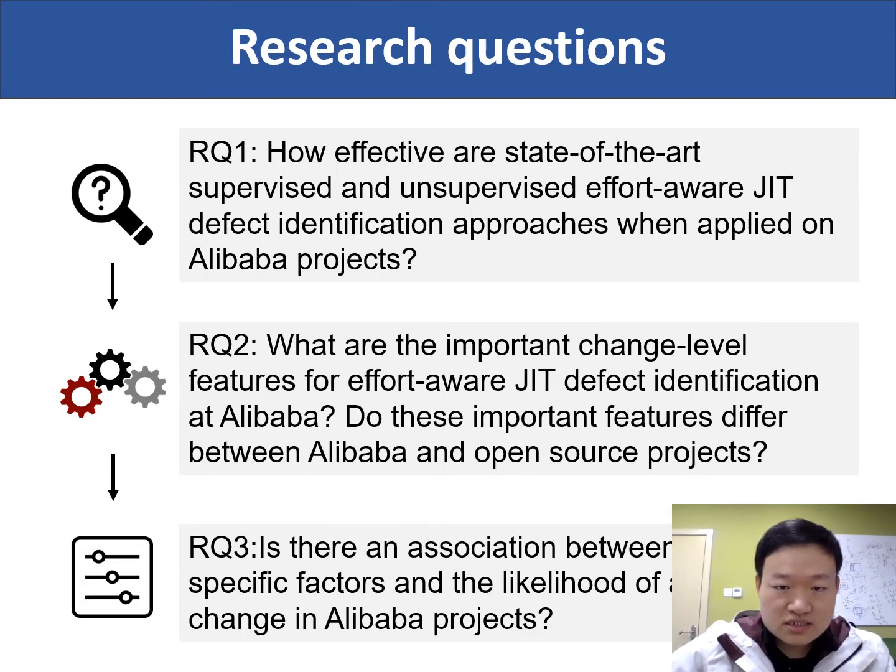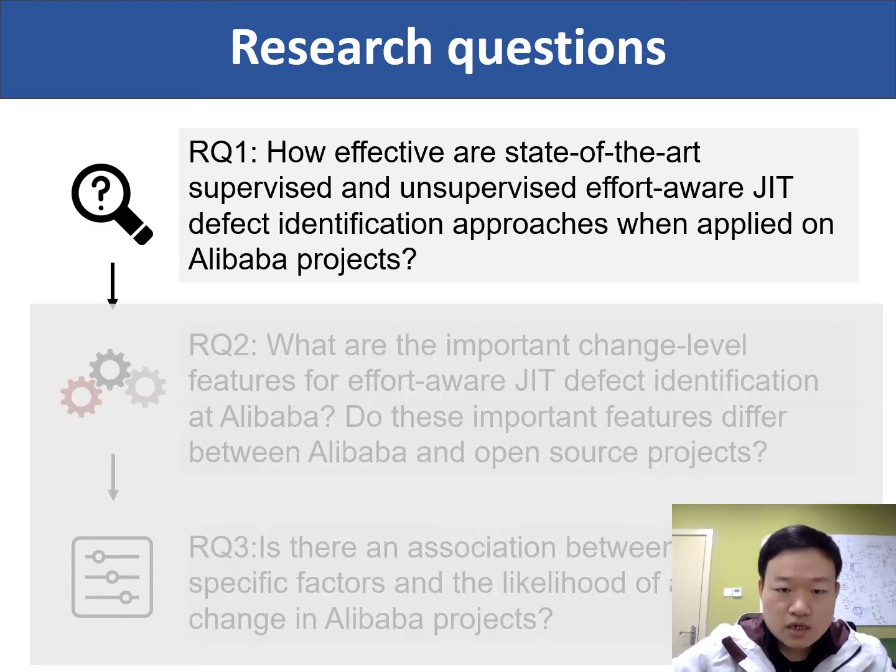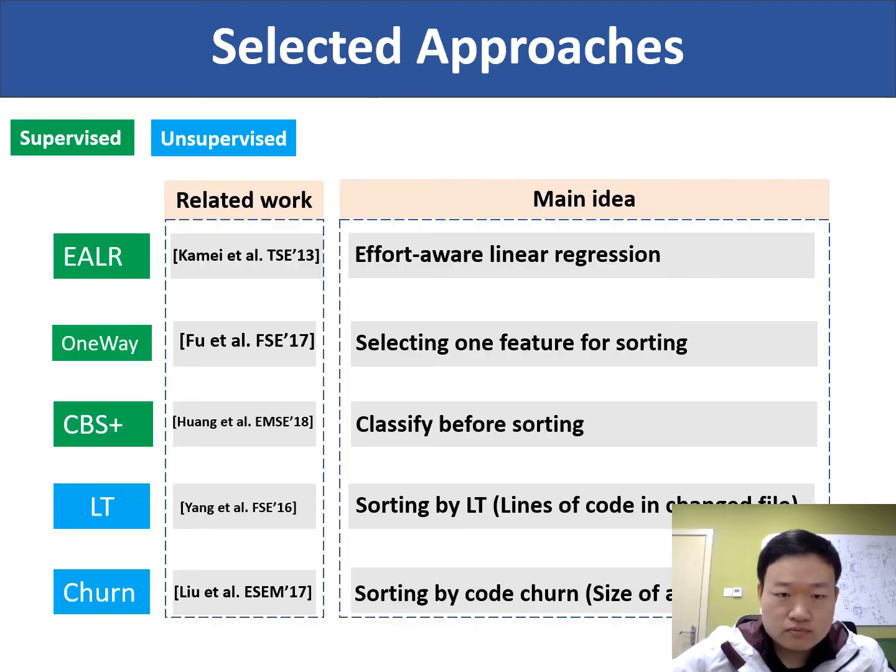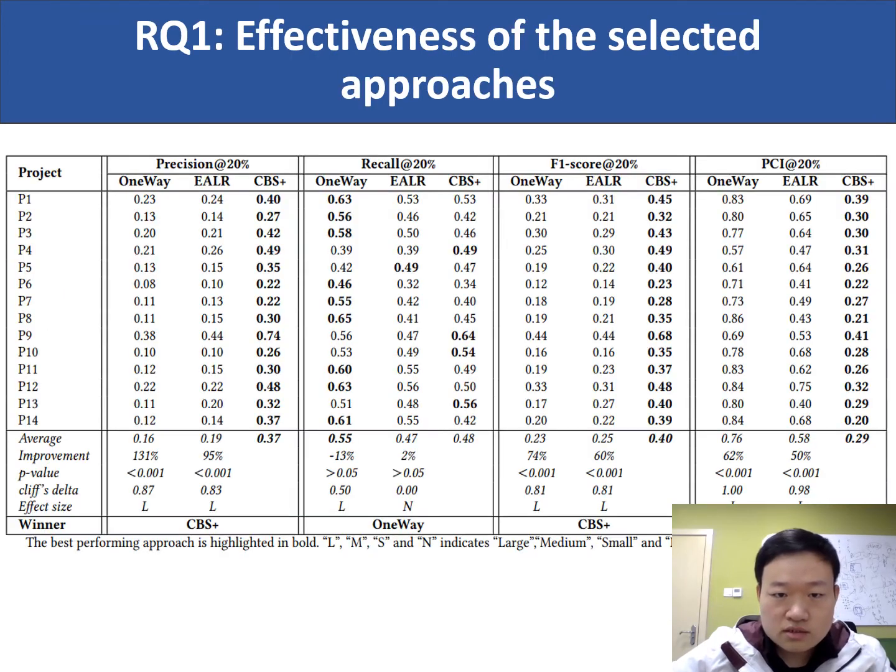Our experiment is designed to answer these three research questions. RQ1: how effective are state-of-the-art supervised and unsupervised effort-aware JIT defect identification approaches when applied on Alibaba projects? For answering RQ1, we implemented these 5 state-of-the-art approaches on Alibaba projects to investigate their effectiveness, including 3 supervised and 2 unsupervised approaches. This table presents the effective results with statistical tests on the 4 measures.